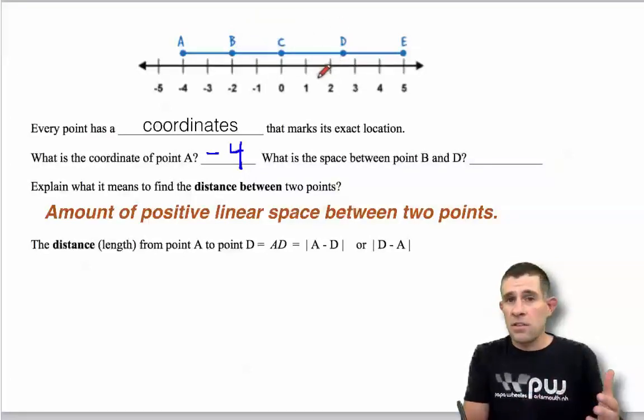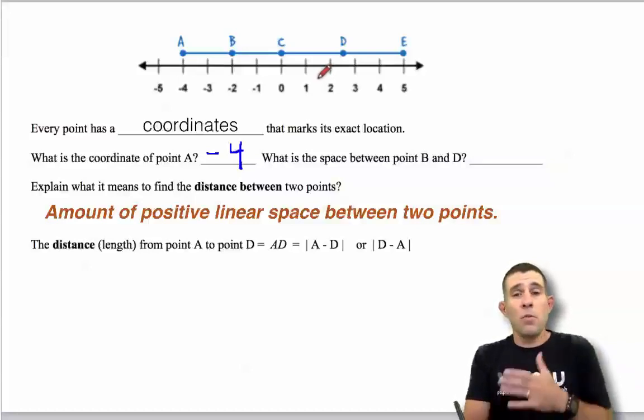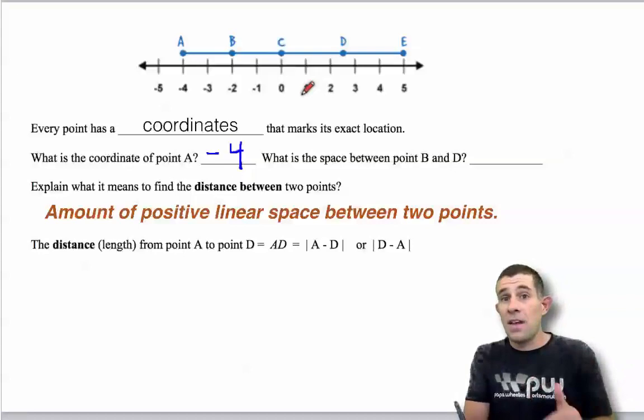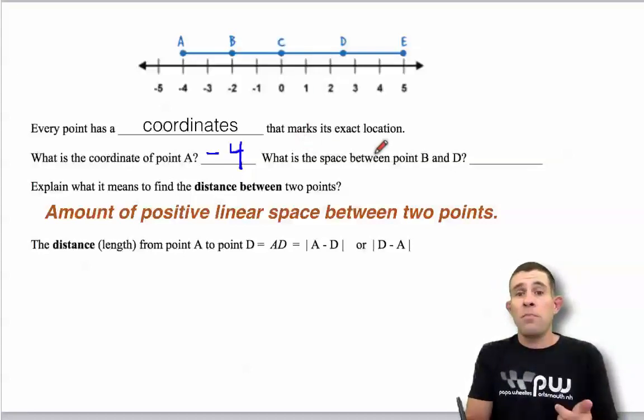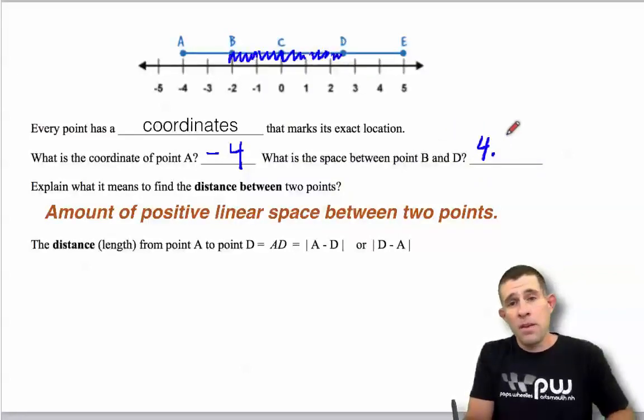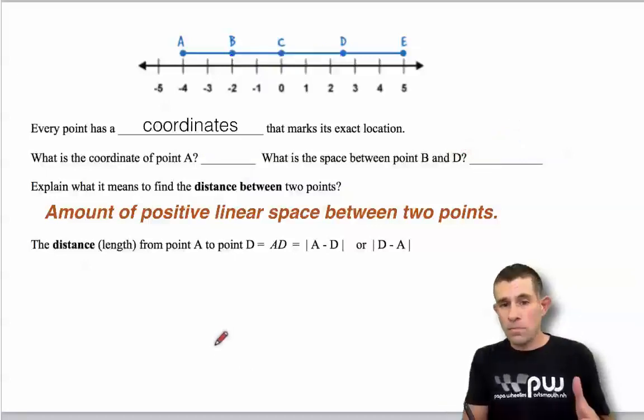Now, distance is always going to be positive. Even if you're walking backwards, you're walking a positive distance. So distance can never be negative. If I want to know the space between point B and D, I'm simply counting the amount of linear space between these 2 points. So if I count that up, that's 1, 2, 3, 4.5. So I'd say the distance between point B and D is 4.5.